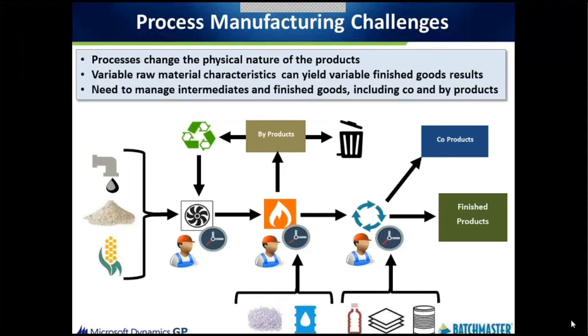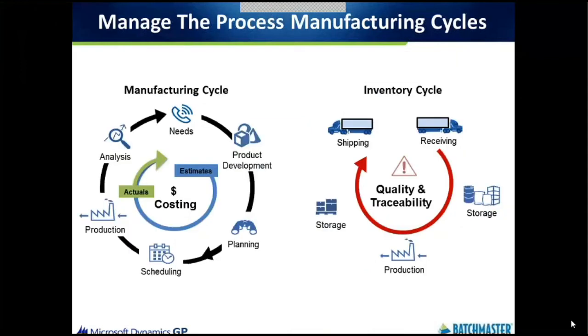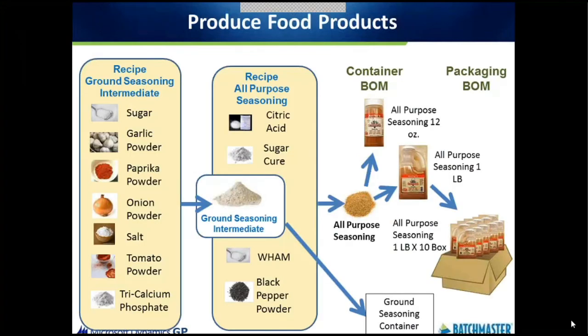In addition to the product itself, there's a number of factors that impact the quality and the production, the yields of intermediates and finished goods, as well as co-products and byproducts that are produced in each step of the production job. So in this presentation, we're going to try to follow the manufacturing and the inventory cycles in some logical order, and we're going to start by looking at product development.